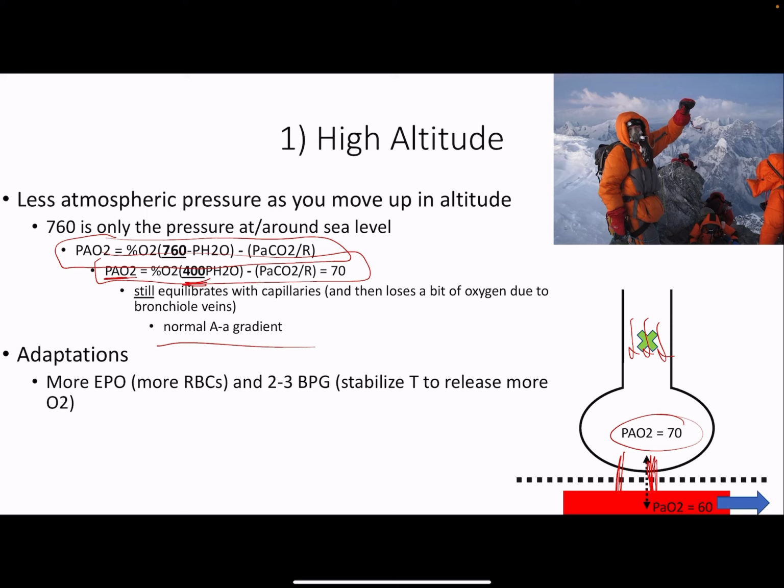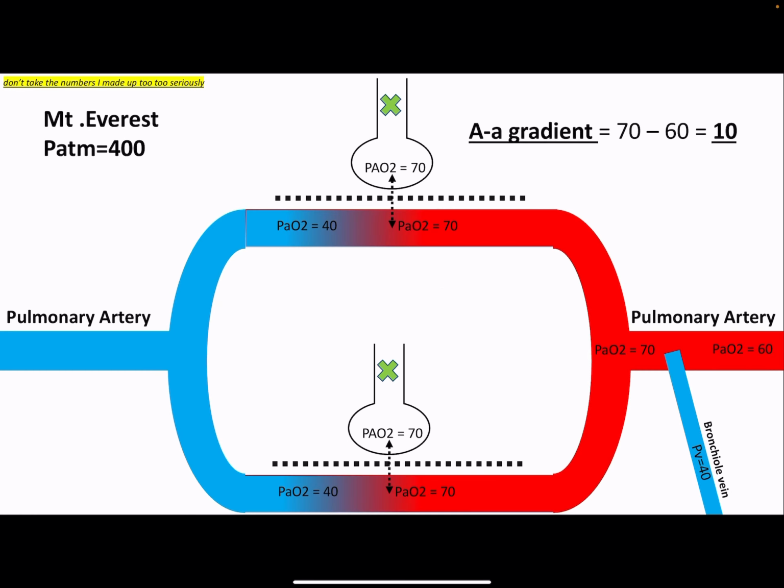Adaptations of high altitude: more EPO, which means more red blood cells, and 2,3 BPG to stabilize the tense conformation. Remember, earlier we had that 38%, but when you're at a high altitude, now it's maybe 30%, but with a right shift, you can get it to be 37%. So sure, you pick up a tiny bit less oxygen, but that's compensated by the fact that you're offloading way more oxygen. The hemoglobin is not binding as tightly in the tissues, which is what we want.